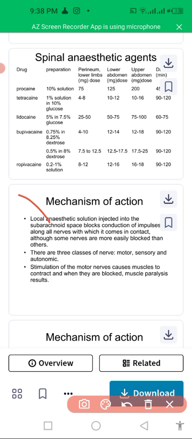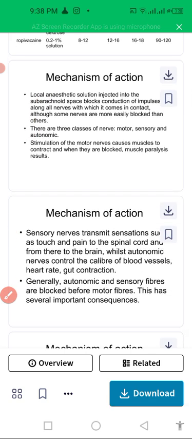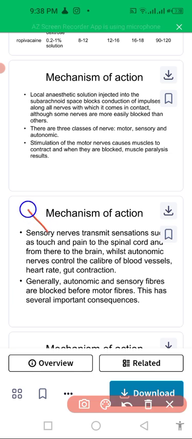Anesthetic solution is injected into the subarachnoid space below T10 level. There are three classes of nerves: motor, sensory, and autonomic nerves. Stimulation of motor nerves causes muscle contraction, and when they are blocked, muscle paralysis results. Sensory nerves transmit sensations, touch and pain to the spinal cord, and from there to the brain. While the autonomic nervous system controls caliber of blood vessels, heart rate, and gut contraction. Generally, autonomic fibers are blocked before sensory and motor fibers.